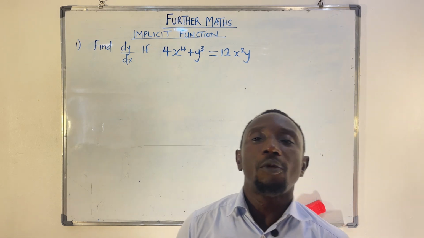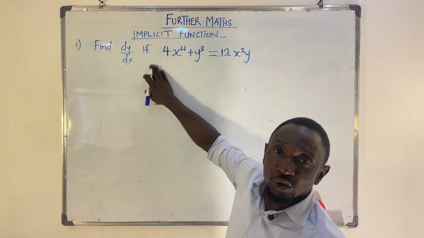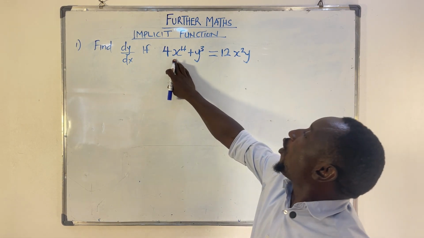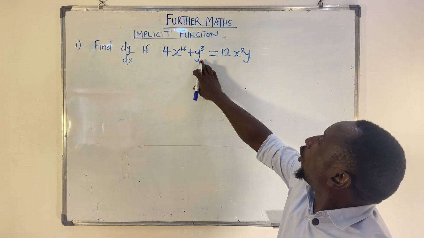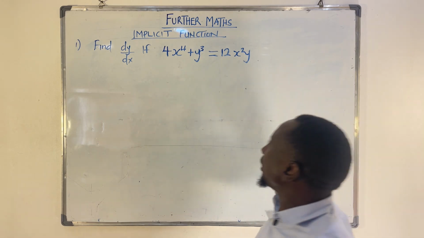Today we'll be solving more questions on implicit function. Now, as you can see on the board, I have another unique question. This question says, find dy/dx if 4x raised to power 4 plus y raised to power 3 is equal to 12x squared y.